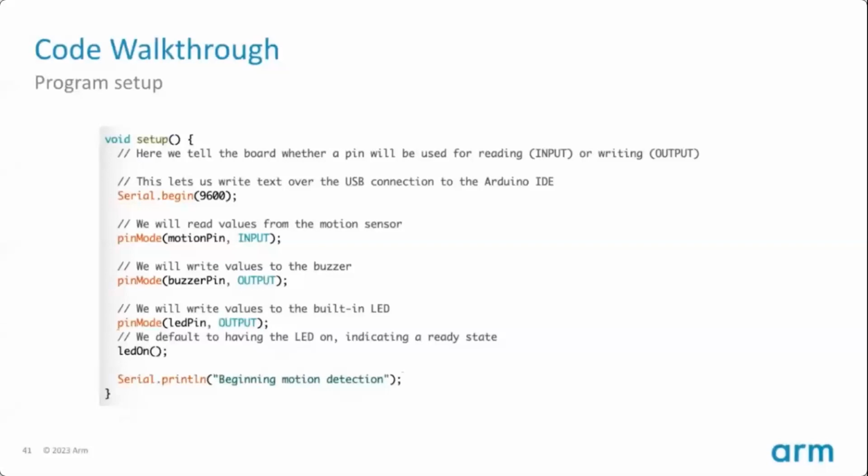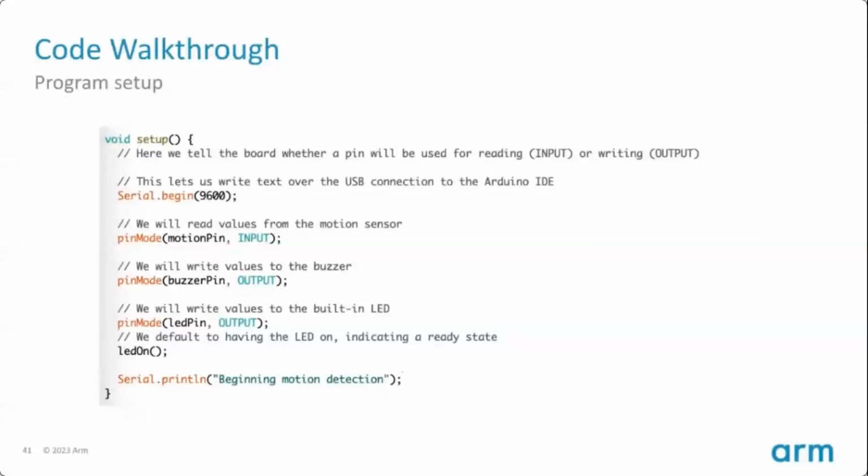It's also going to set up that serial connection. So you can see that first line, that Serial.begin. That's going to set up the serial console that you can use to communicate back and forth between your board and your computer. Then it's going to set the pin mode for the motion detector to be input, so that now the board knows it's going to be reading data from that pin, not writing data out to it.